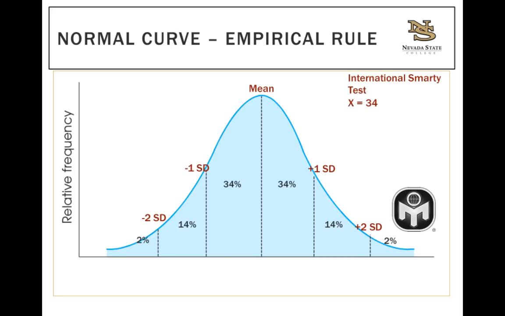So I take the International Smarty Test, which I'm pretty sure does not exist, and I score 34. I have no idea, just looking at the raw score, whether that's going to get me into Mensa. I have to also look at the mean and the standard deviation. So let's find out. If I get a 34 on this particular test, then I still need to know the mean and the standard deviation before I can know if I qualify for Mensa.